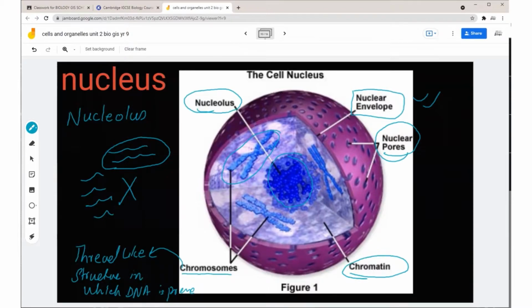Chromatin. When chromosomes are not in this X shape, they are just roaming around in threads. They are called chromatin. Make sense? So these are a few structures which you should know about the nucleus.